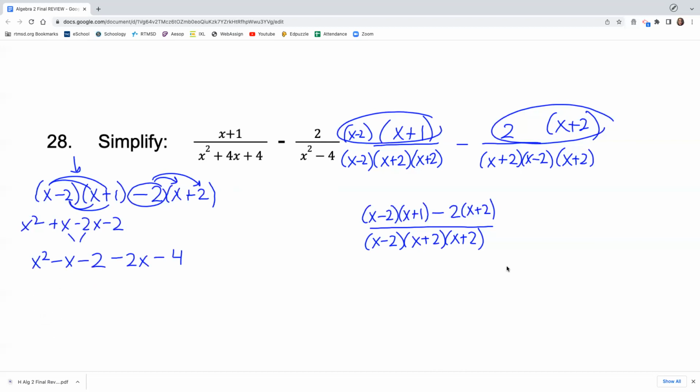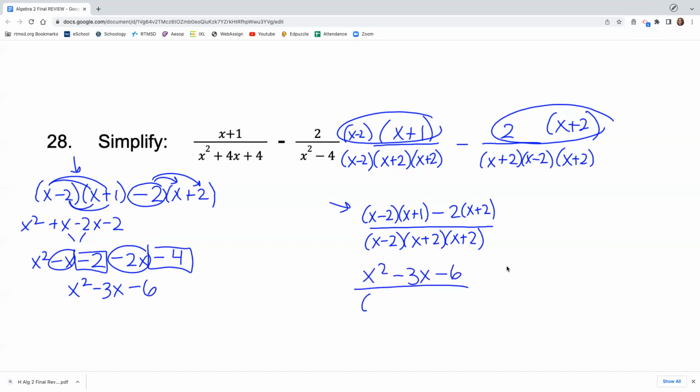x squared has no other x squareds to combine with, so that stays. Negative 1x minus 2x is negative 3x, and negative 2 minus 4 is negative 6. So my numerator, when I simplify this whole mess, ends up being x squared minus 3x minus 6 over the denominator, which is x minus 2 times x plus 2 times x plus 2.